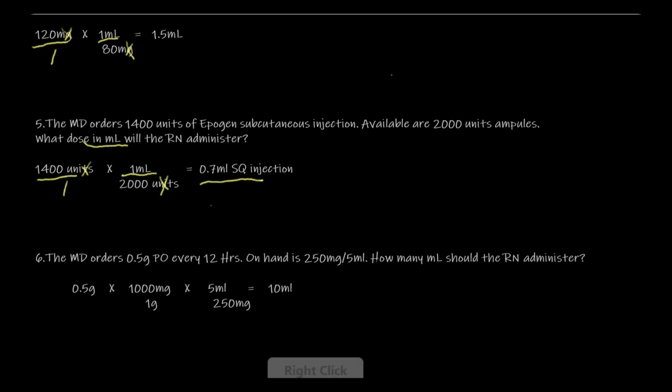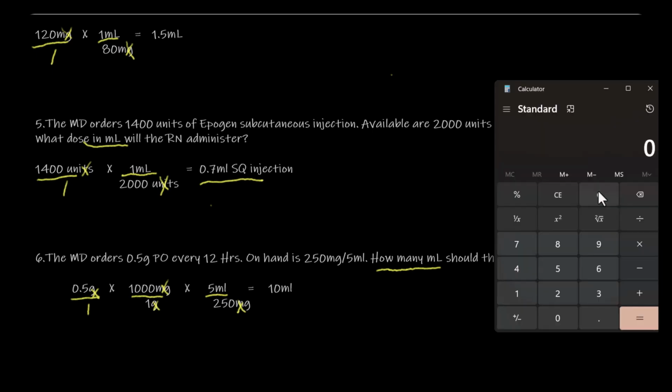Problem number 6. The MD orders 0.5 grams PO every 12 hours of a medication. On hand is 250 milligrams per 5 mLs. How many mLs should the RN administer? So I've set up this problem starting off with the MD order, multiplying that by our conversion factor, and multiplying what we have available. Our grams cross-cancel. Remember, we're working diagonally, and our milligrams cross-cancel. So we're left with mLs, and that's where we want to be.